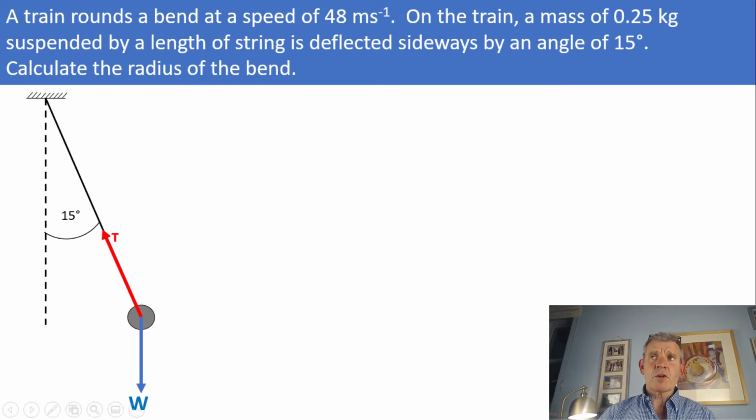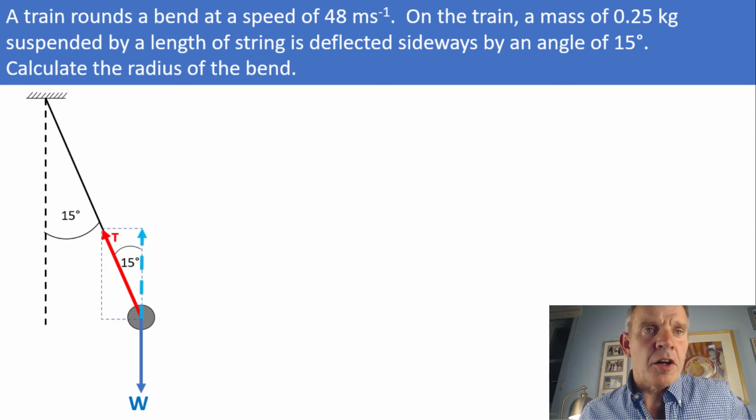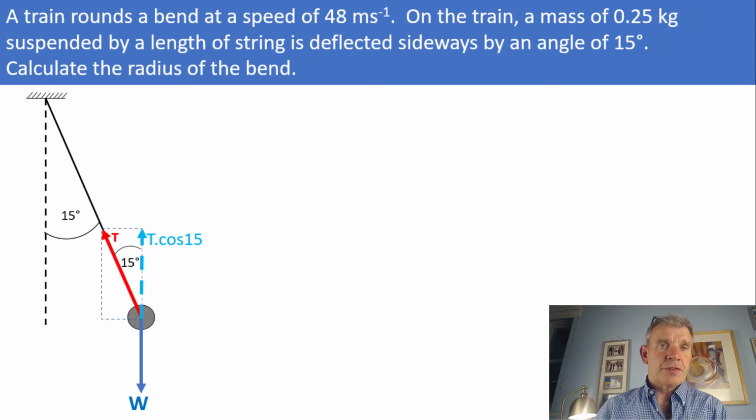So let's go back to the question, and what we're trying to do is to calculate the radius of the bend. So the first job here, we need to work out the vertical and horizontal components of the tension. We know the tension is 15 degrees from the vertical, so if we draw on our vertical component of the tension, that is T cos 15. Horizontally, in the green line, T sine 15.